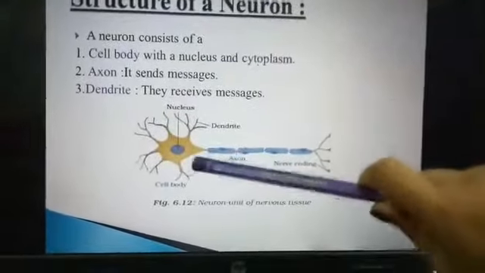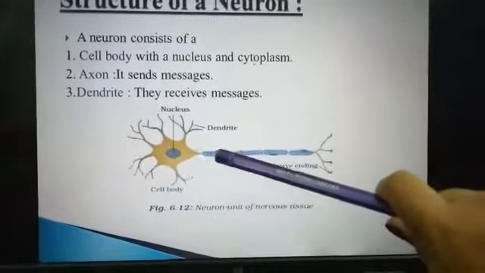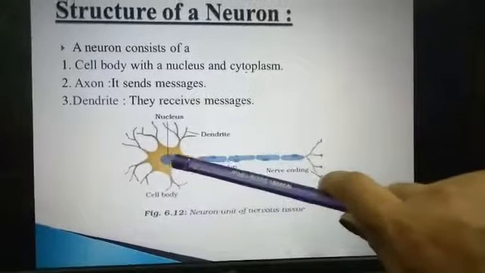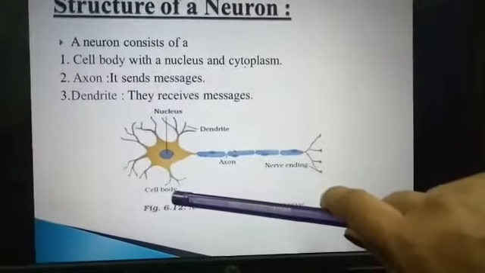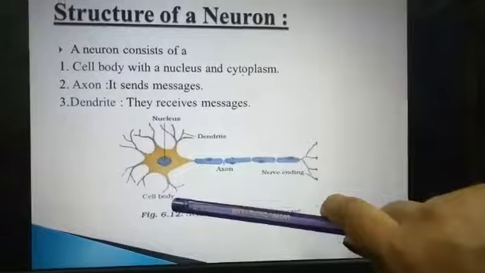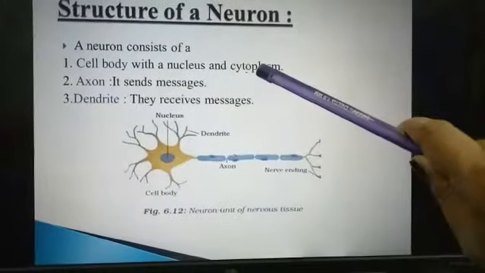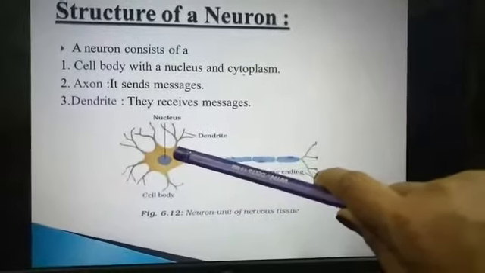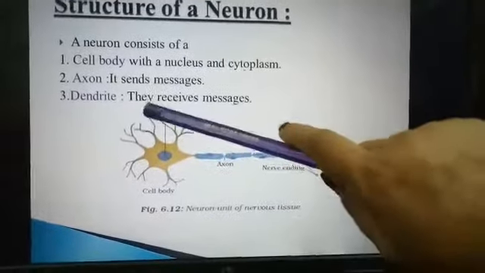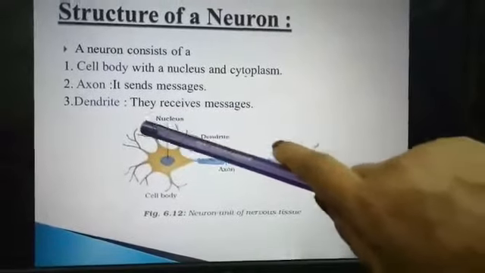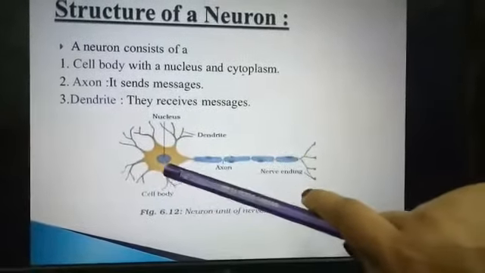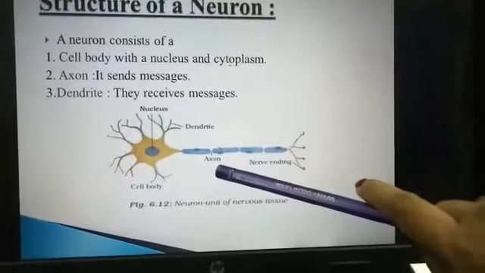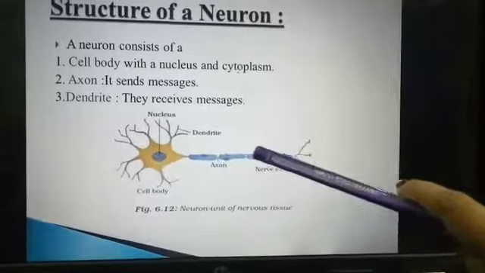A neuron consists of, just look here at the diagram, the beautiful diagram. This diagram I have taken from your NCERT textbook, figure 6.12. Here this yellow part is known as the cell body, other name is cyton also. It contains nucleus and cytoplasm. Then these small projections from the cell body are known as dendrites. Their function is to receive messages. And then this longer projection is known as the axon, and the function of the axon is to send messages.